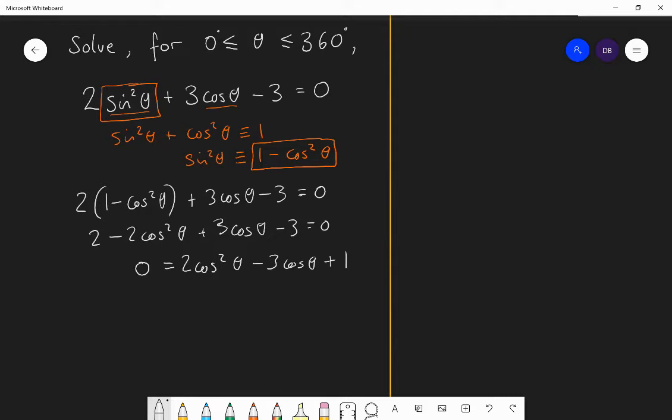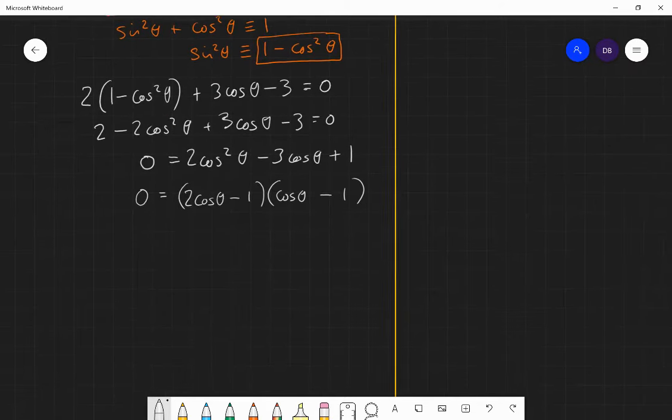If 0 is equal to 2 cos squared theta minus 3 cos theta plus 1, then 0 is also equal to its factorized equivalent. And we've learned that we can just factorize it pretending that the cos theta is our x. So we've got 2 of our x squared. 2 cos theta times cos theta would give you that. And then if you multiply minus 1 by minus 1, you get 1. And then minus 1 cos theta and minus 2 cos theta will combine to make minus 3 cos theta. So that is the factorized form of that expression.